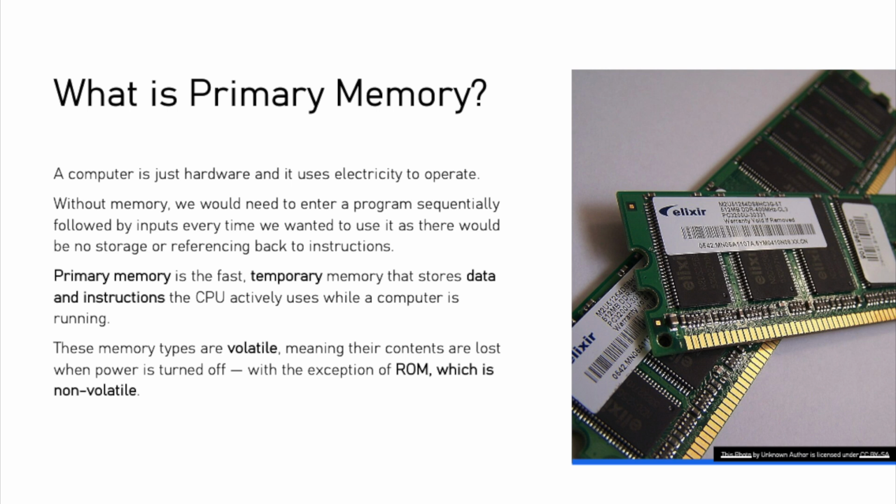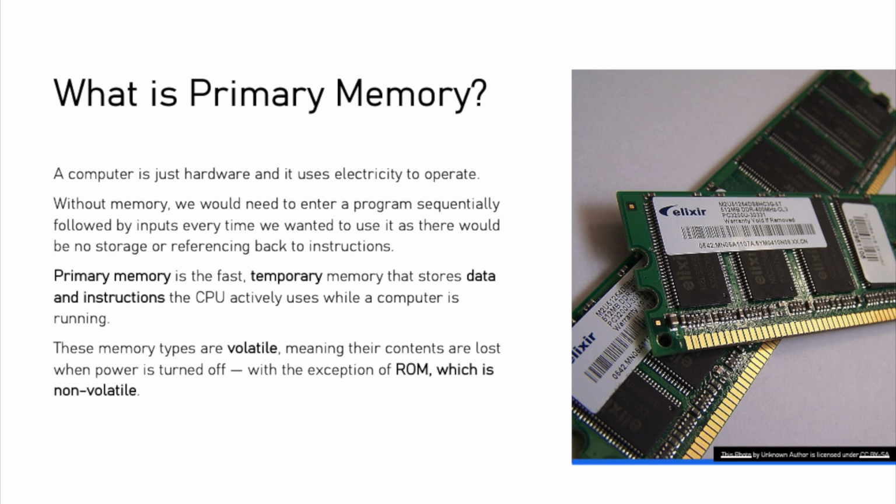Now we know that a computer is just hardware and it uses electricity to operate. Without memory, we would need to enter a program sequentially followed by the inputs that we need every time to get an output. There would be no storage, there would be no referencing back to previous instructions. Therefore, a computer requires a space where it can store data and instructions so it can reference them as many times as it needs. So primary memory is the fast temporary memory that stores data and instructions that the CPU actively uses while the computer is running. And these memory types are often volatile, meaning their contents are lost when the power is turned off, with the exception of ROM, which is non-volatile.